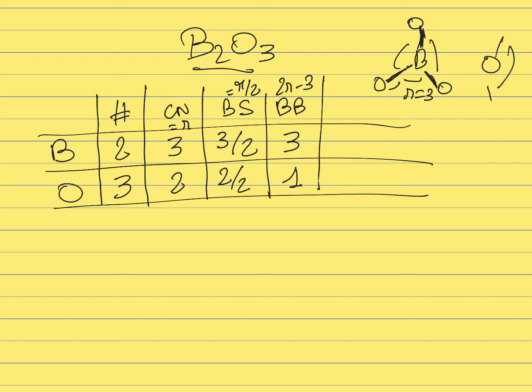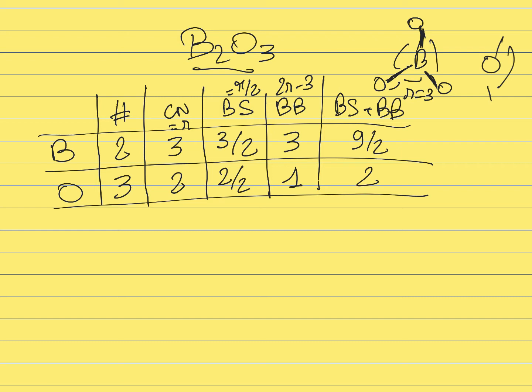So then, based on this table, you can summarize here for each element the total number of constraints created by each element. In the case of boron, you have 3/2 bond stretching and 3 bond bending. So the total number of constraints would be 3/2 plus 3, which gives you 9/2. So 3/2 plus 6/2, so 4.5. And in the case of the oxygen, you have 2/2 equal 1, plus 1. So that gives you two constraints. The total number of constraints per oxygen is 2.